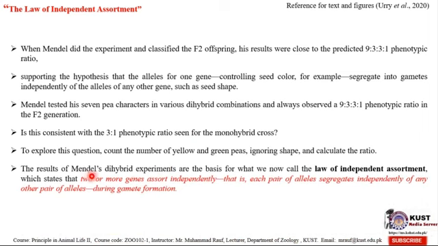Now the results of Mendel's dihybrid experiments are the basis for what we now call the law of independent assortment. How we state this law: two or more genes assort independently, group independently into the gametes. That is, each pair of alleles segregates independently of any other pair of alleles during gamete formation. So the grouping of alleles determining different characters is independent.